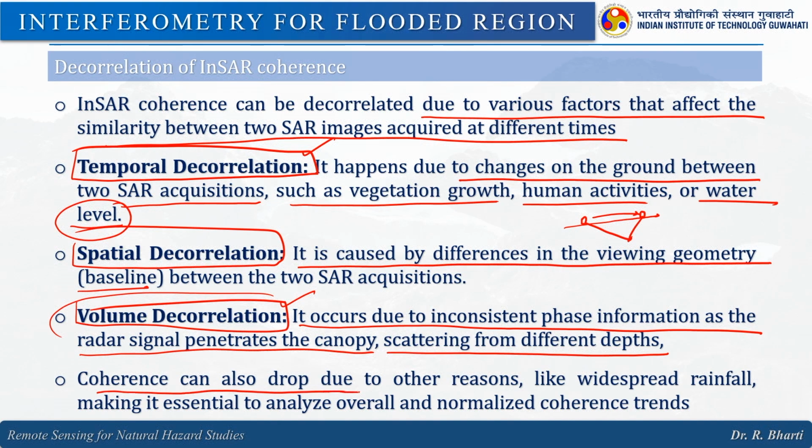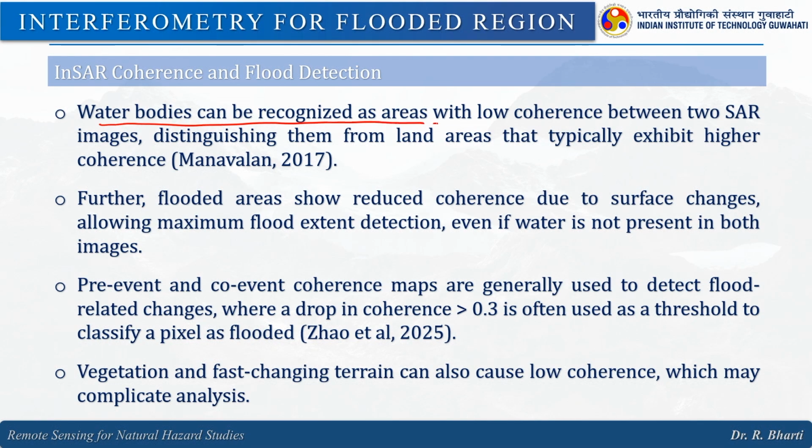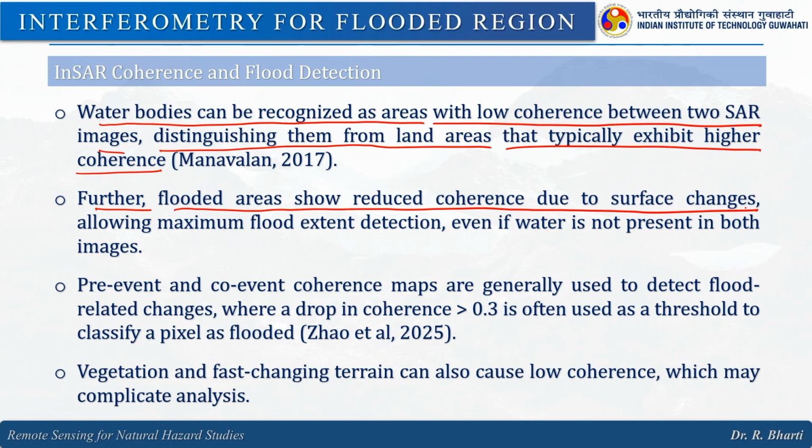Coherence can also drop due to other reasons like widespread rainfall, making it essential to analyze overall and normalized coherence trends, right. Water bodies can be recognized as areas with low coherence between two SAR images, distinguishing them from land areas that typically exhibit higher coherence, right. Further, flooded areas show reduced coherence due to surface changes, allowing maximum flood extent detection even if water is not present in both images, right. So, we are talking about the InSAR.